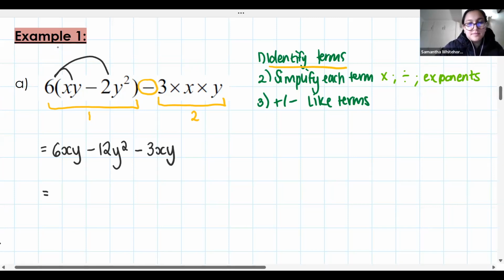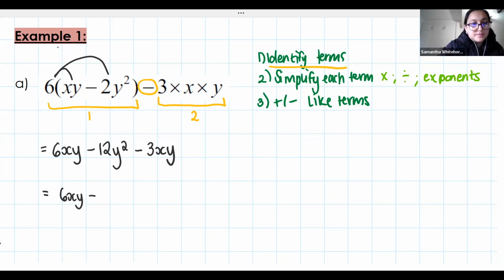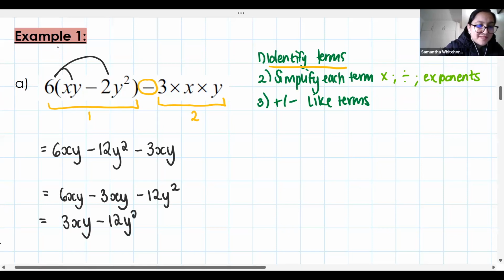Then you group the numbers together, the like terms. 6xy, minus times a minus is a plus. So. Why are you saying minus times minus? Because there's a minus behind the 3. Oh, sorry, it's 6xy minus 3xy. Good. Equals 3xy. And the negative 12y squared. And then it's 3xy minus negative 12xy. That's the final answer. Good.